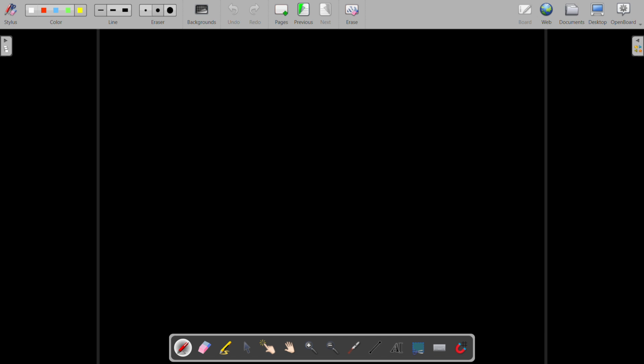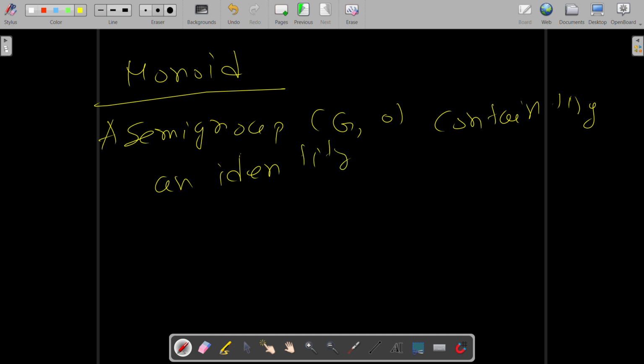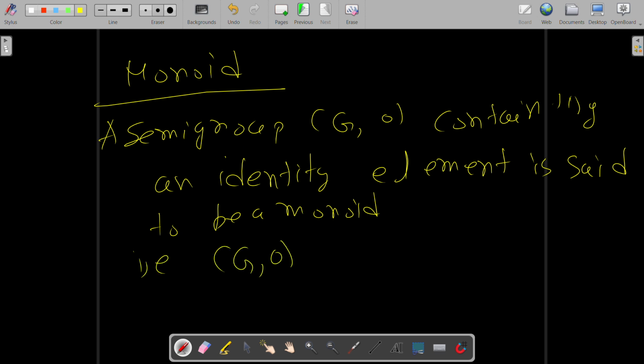The next topic is, what is a monoid? A semigroup G naught containing an identity element is said to be a monoid. G naught is a monoid if it has these properties.